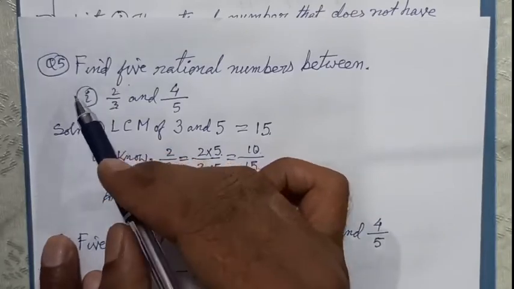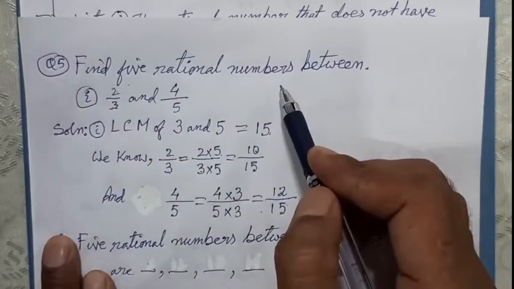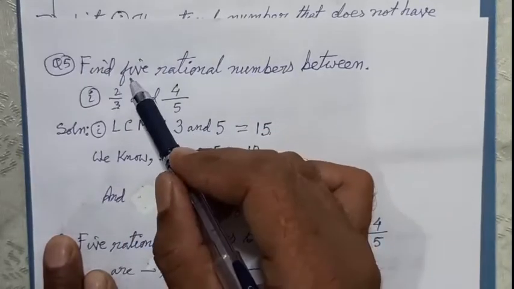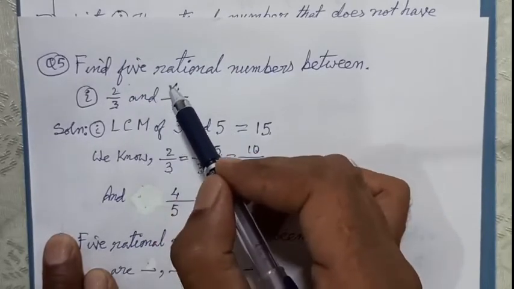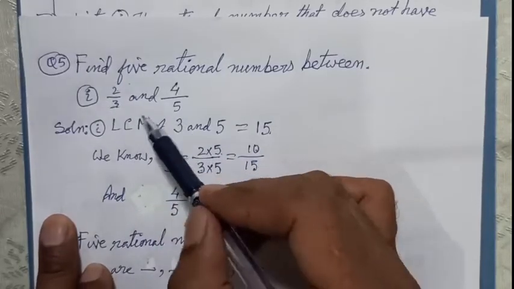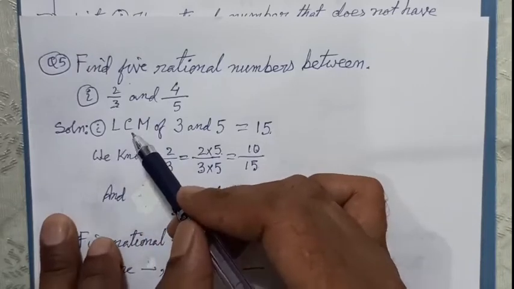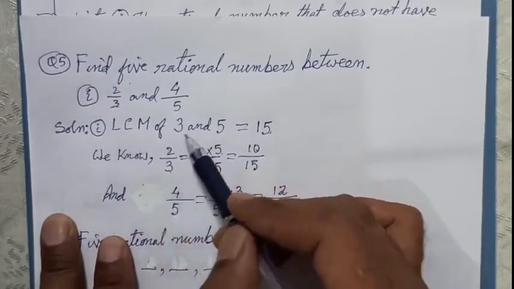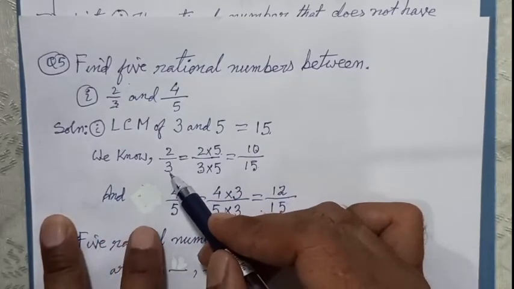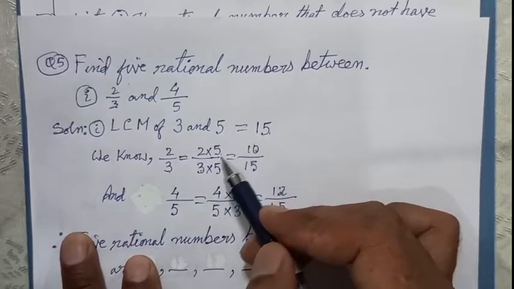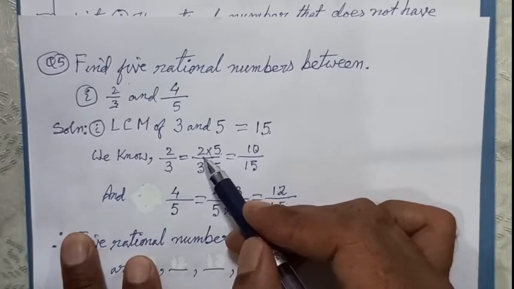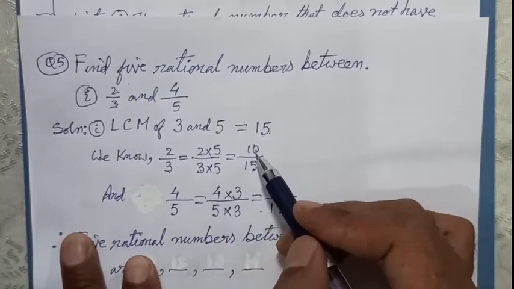Question number 5. Find 5 rational numbers between 2/3 and 4/5. Here in these two rational numbers, the two denominators are different. One is 3, one is 5. So in the solution, first we have to find the LCM of 3 and 5. LCM of 3 and 5 is 3 times 5, 15. We know 2/3. To make this denominator 15, let us multiply by 5. Numerator also will multiply by the same number 5. 2 into 5 is 10, 3 into 5 is 15. We are getting 10/15.